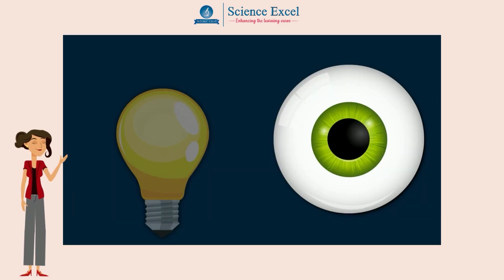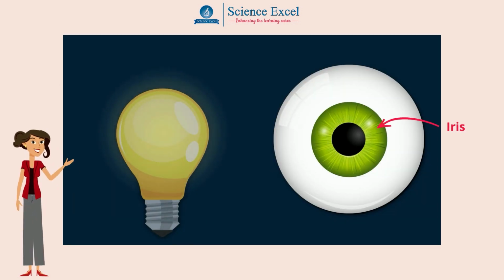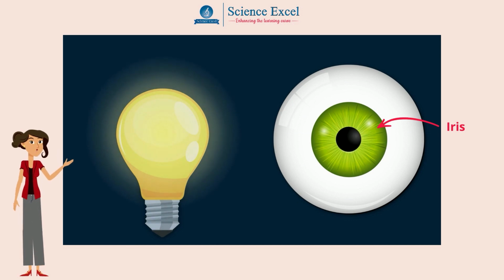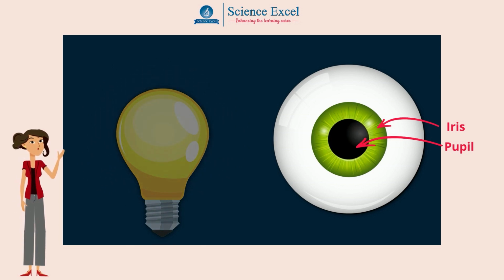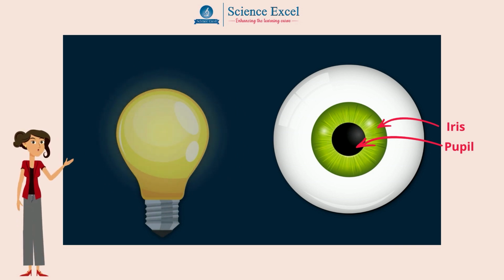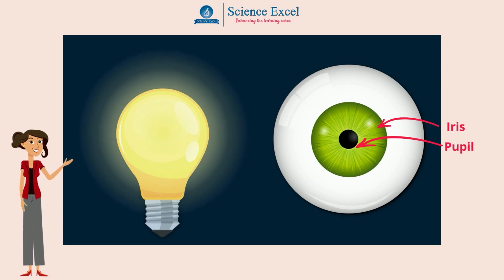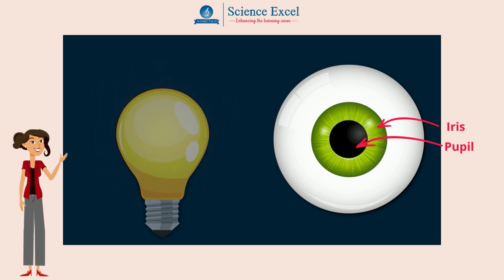The main function of the iris is to regulate the amount of light that enters the eye by controlling the size of the pupil to let more or less light into the eye. When the light is bright, the iris closes the pupil and lets less light to enter. And when the light is dim, it opens up the pupil more to allow more light to enter the eye.